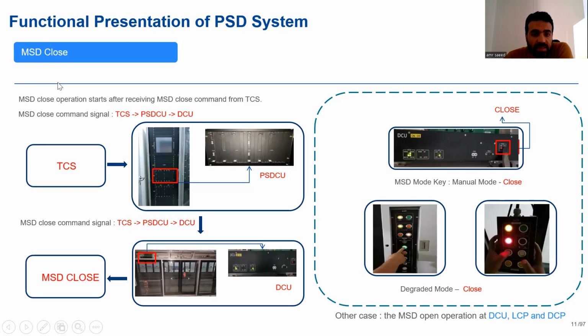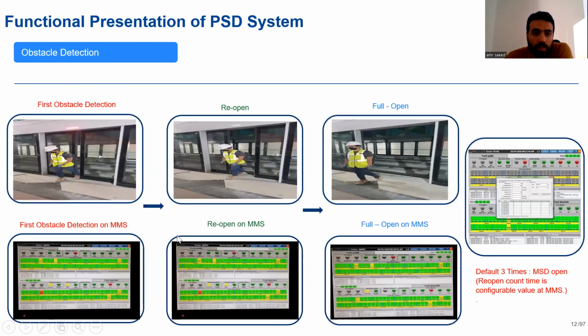And the closing, the same procedure. TCS sends the signal to PSDCU, signal to DCU that MSD should close automatically also, and to close the doors by DCU, LCB, DCB.